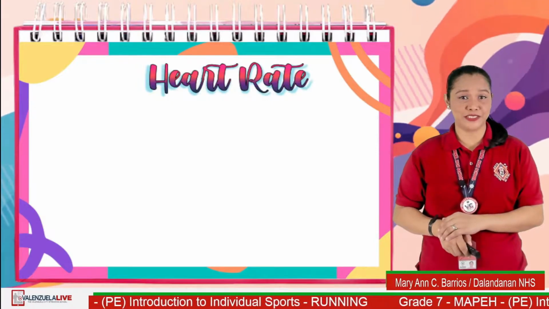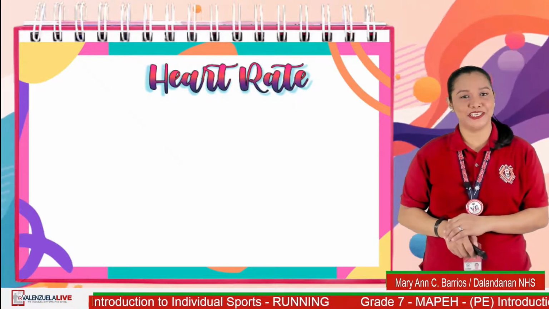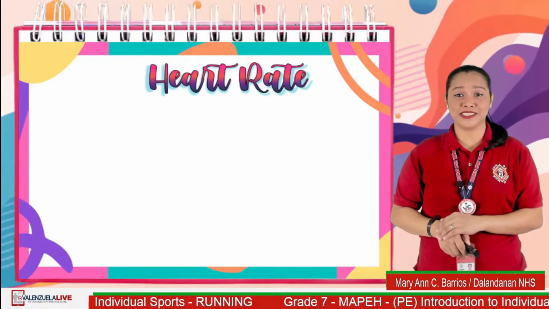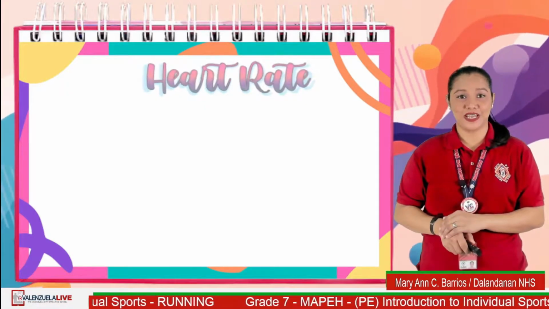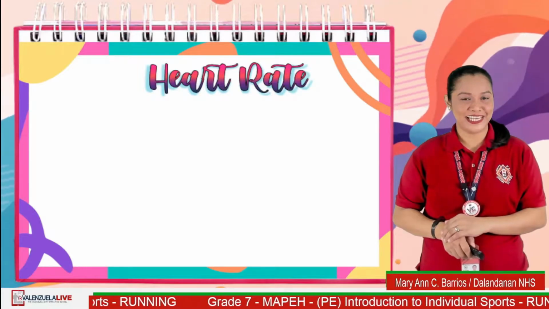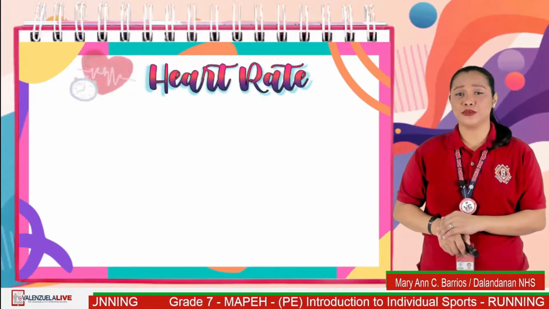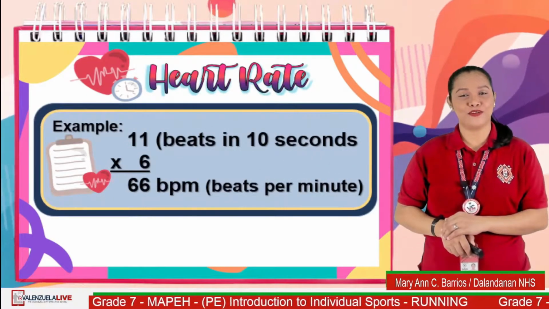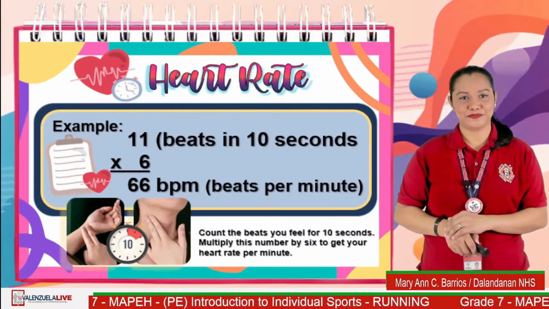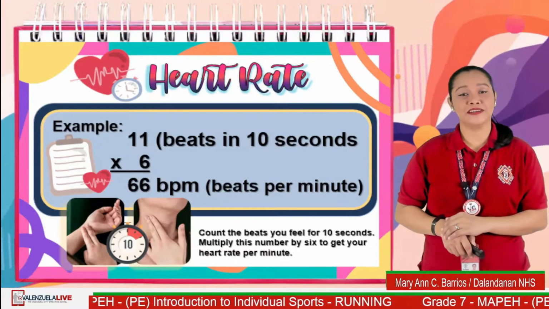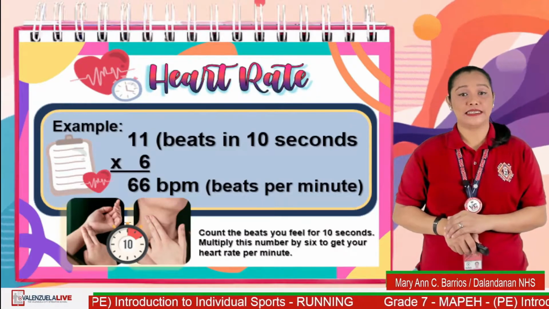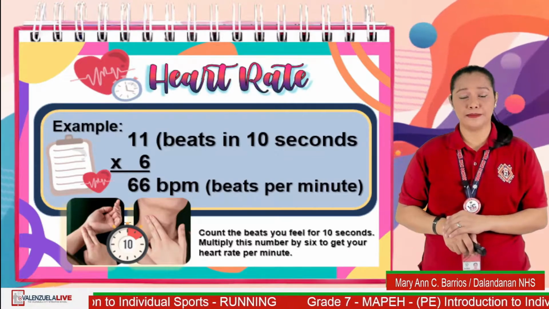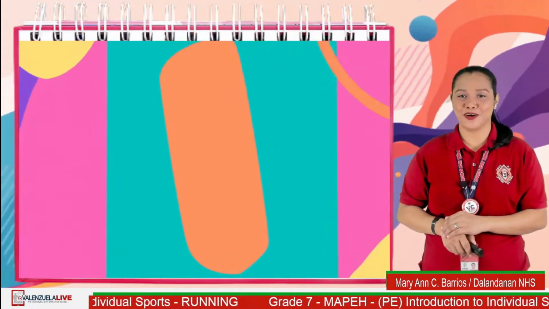Monitoring your heart rate during exercise is important to gauge your fitness progress. Doing this will help you to achieve your desired fitness goals. Want to check your heart rate? Here is how. Place your two fingers at the wrist between the bone and the tendon over your major artery. Use a watch or a clock with a second hand. Count the beats you feel for 10 seconds, and then multiply this number by 6 to get your heart rate per minute.